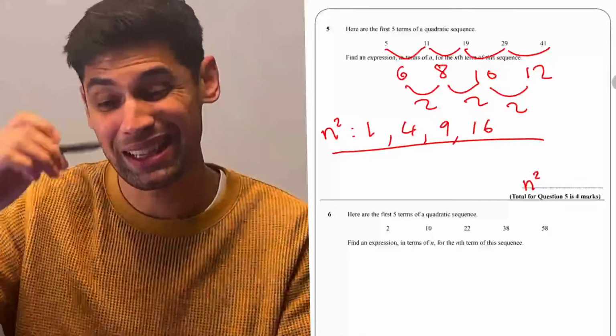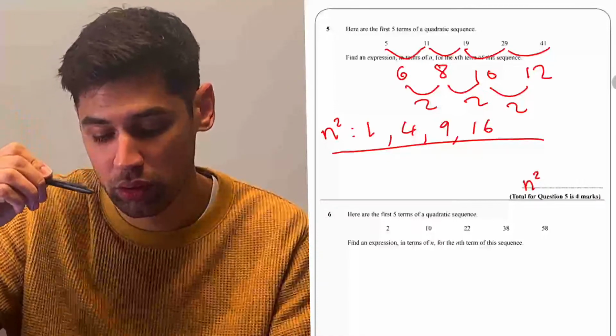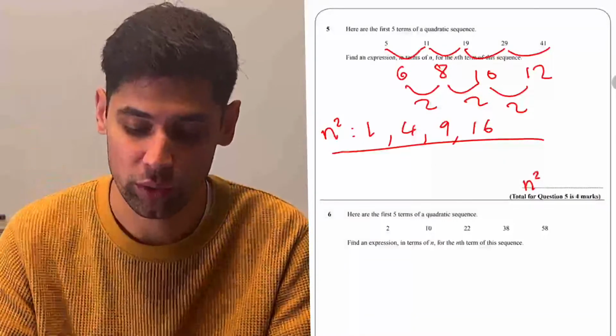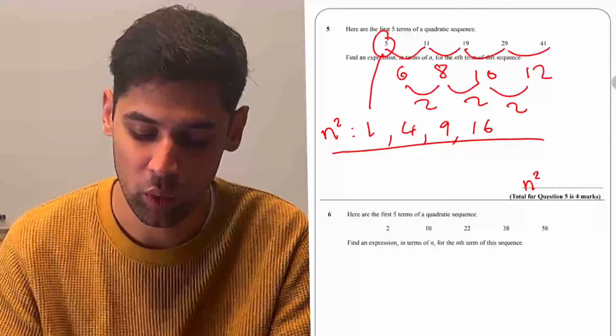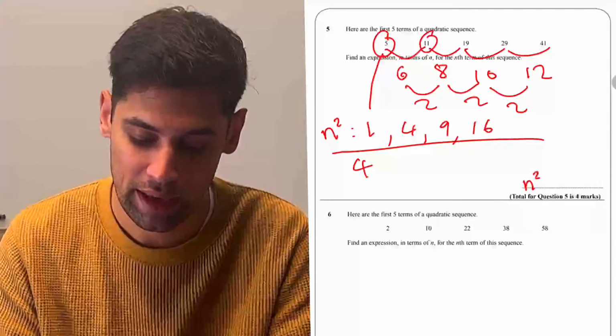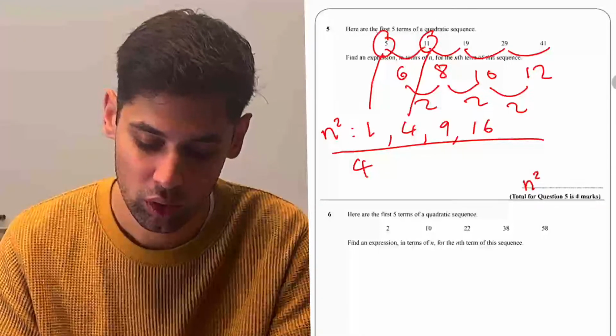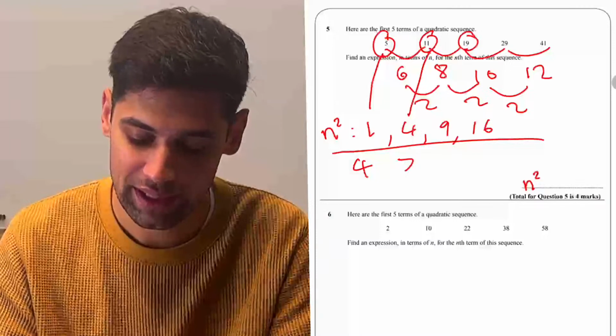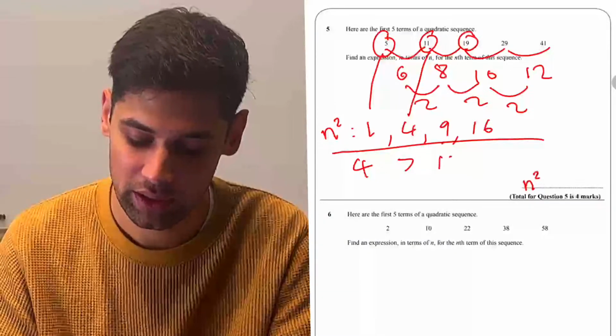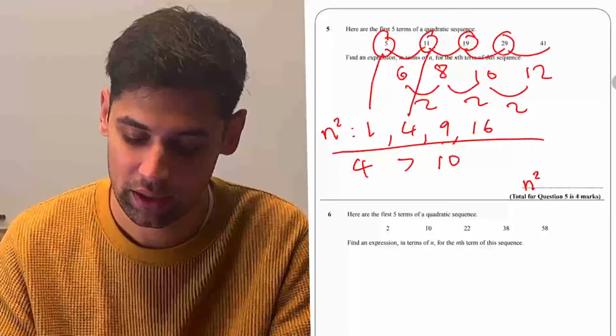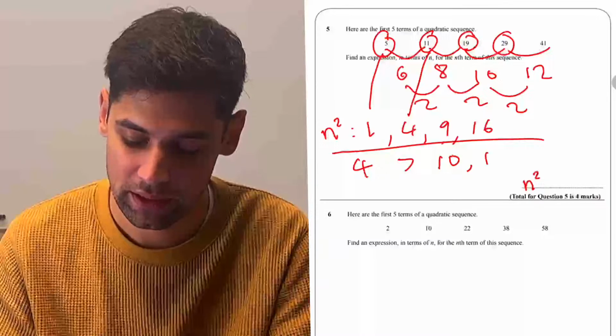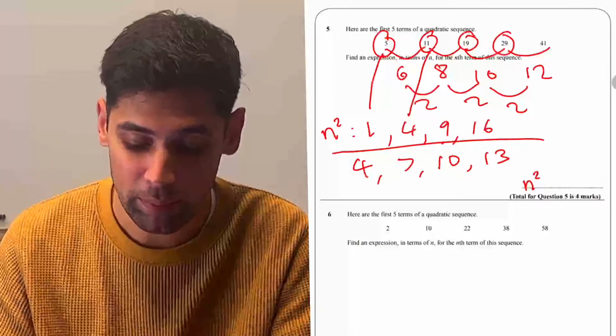Now we're going to subtract this from the original equation. So we're going to do 5 take away 1 is 4. 11 take away 4 is 7. 19 take away 9 is 10. 29 take away 16 is 13. So that's another really important step to remember.